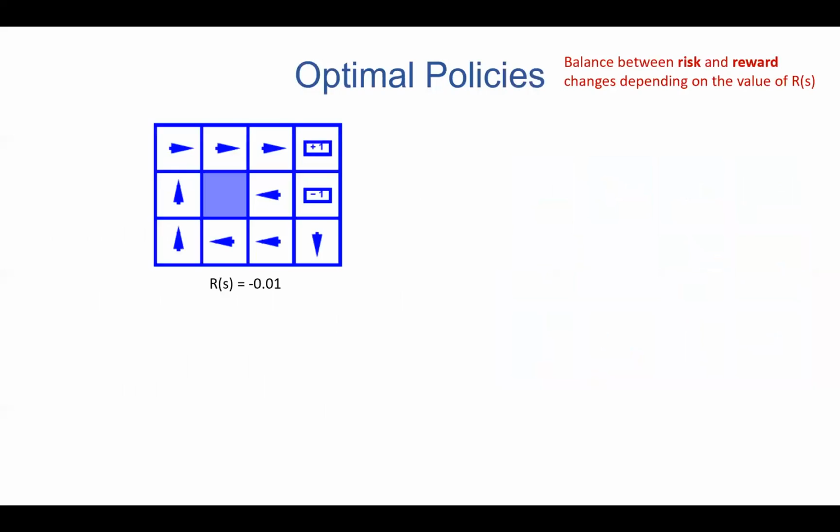Now, let's talk about optimal policies. The balance between the risk and the reward changes depending on the value of the reward. How can we set the value of the reward? What happens if you set the value of the immediate reward really, really low compared to the final reward? Or what happens if you set the immediate reward really high compared to the final overall reward? This gives us an indication of what the optimal policy should be, okay? There are several ways to find out the optimal policy or the optimal set of reward values.